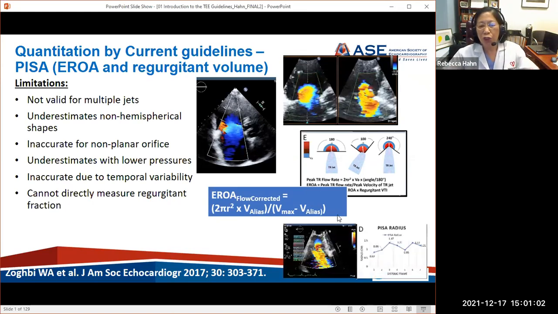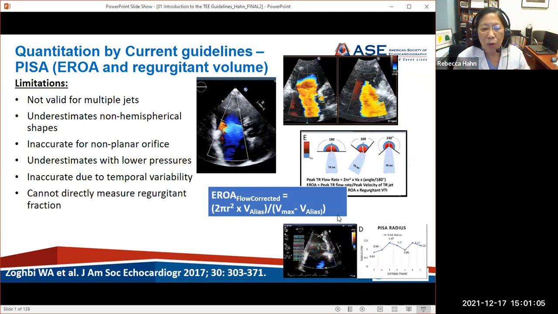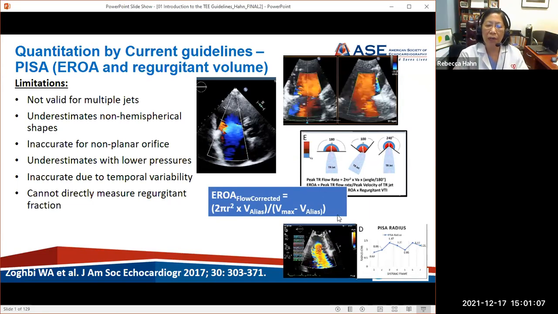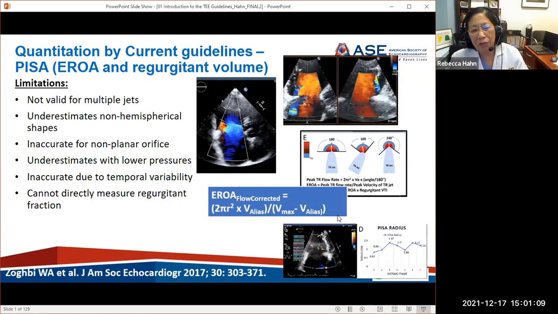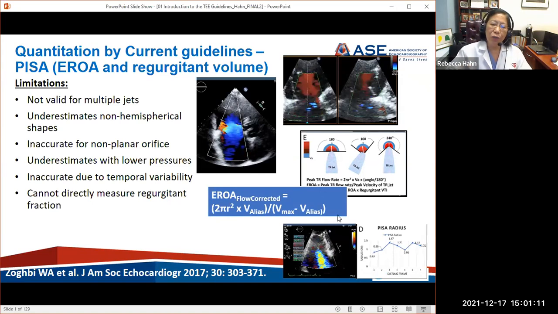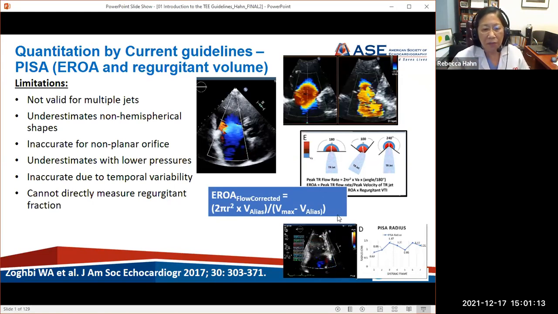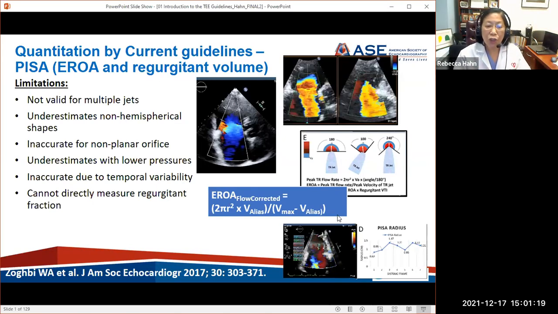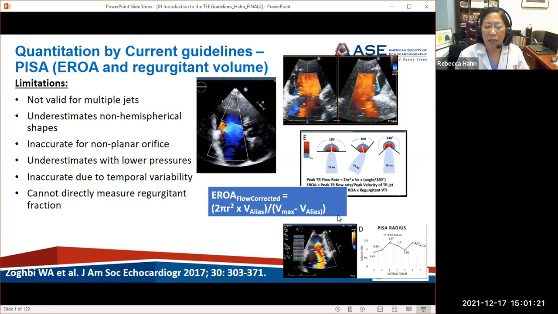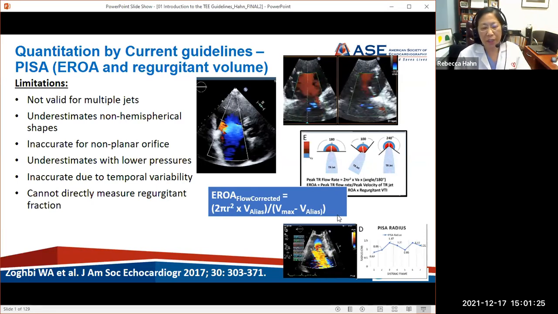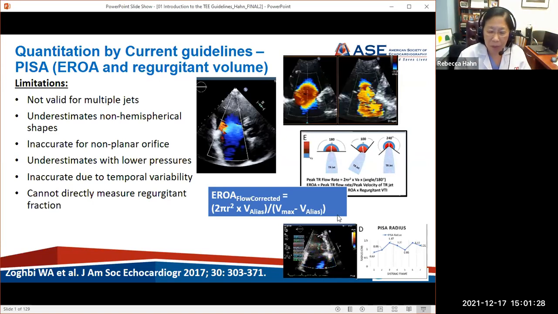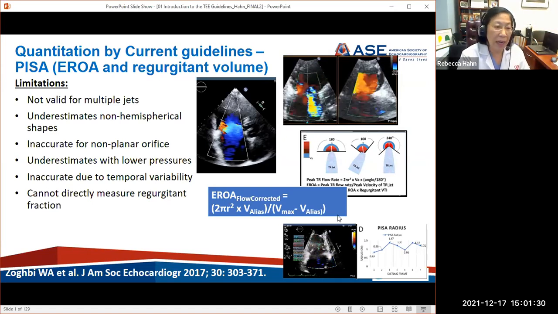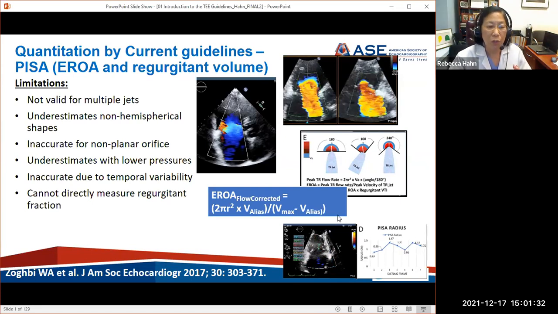And then I just wanted to show you this example where we measured the PISA radius every frame in the systolic time interval. And you can really see this bimodal peak of the TR radius. And therefore, to think that you could actually accurately measure EROA by PISA, I think, with all these pitfalls, particularly for the tricuspid side, is probably not going to happen. I mean, it's going to be very difficult to be accurate.